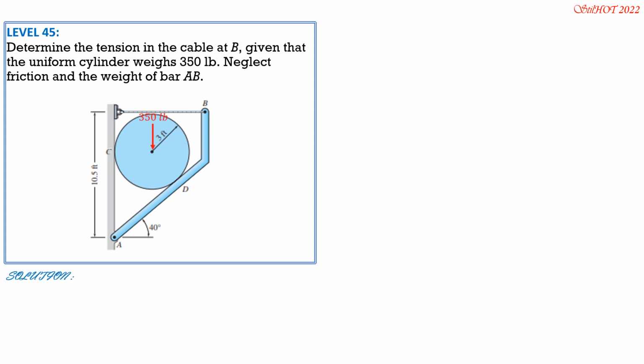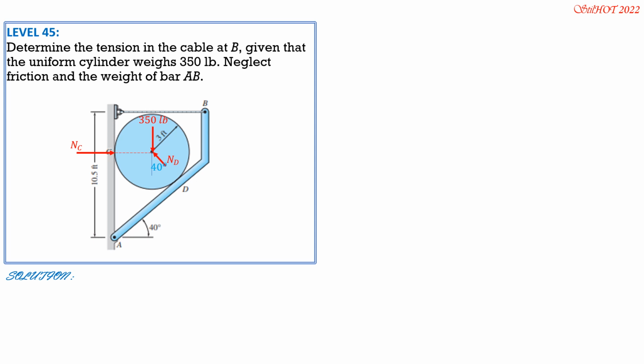It weighs 350 pounds. And of course, we have the normal reaction at D and the normal reaction at C. Then the angle that ND makes with the vertical is also the angle that this bar makes with the horizontal, because ND is perpendicular to this bar. So ND and the vertical should also form an angle of inclination of 40 degrees.